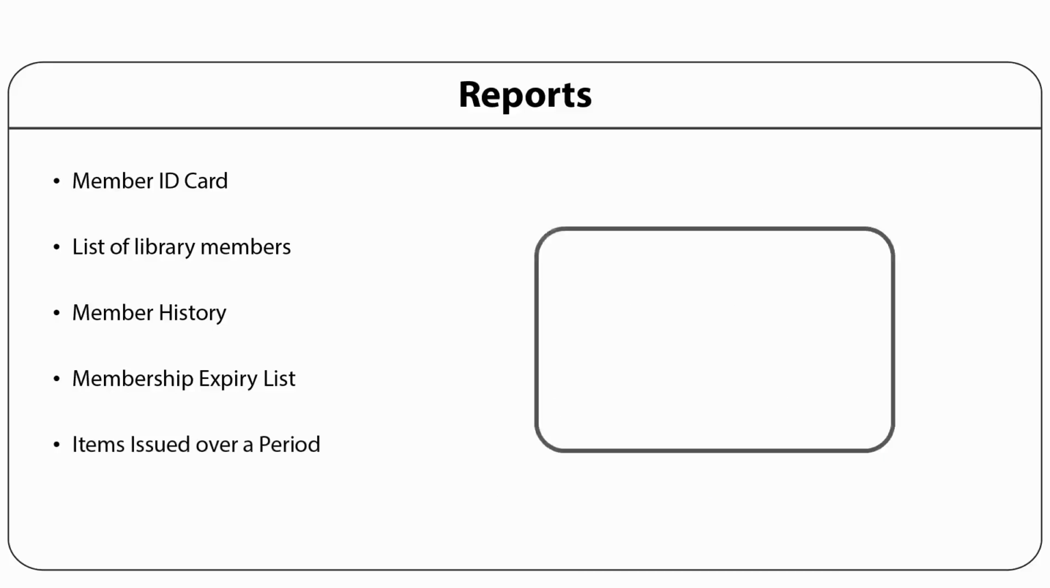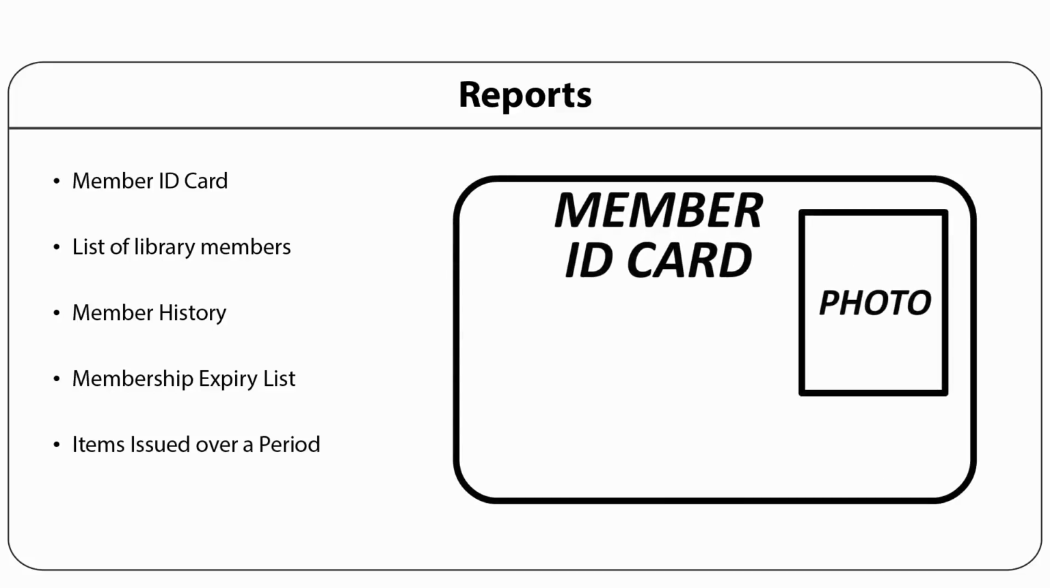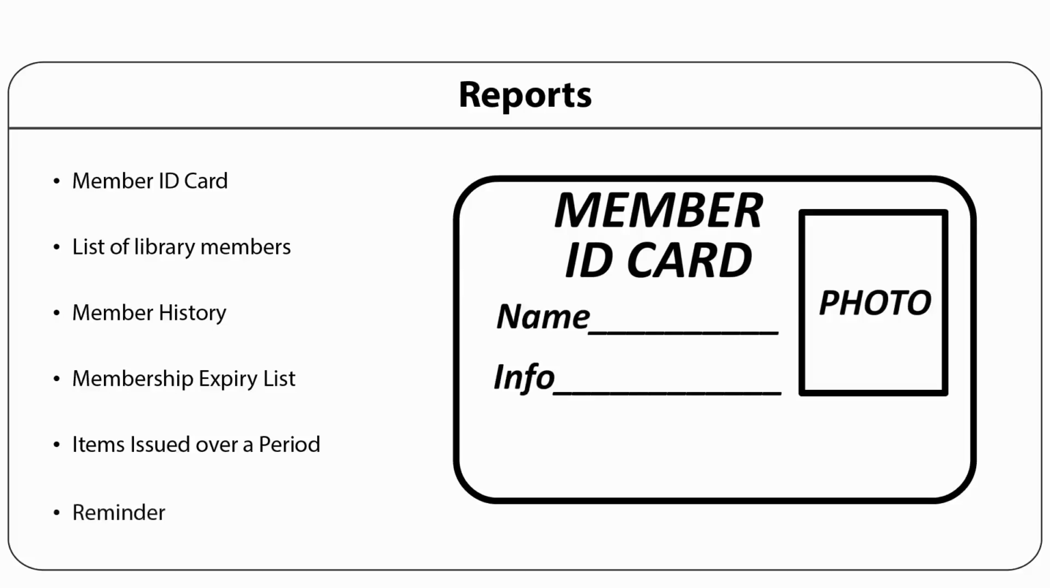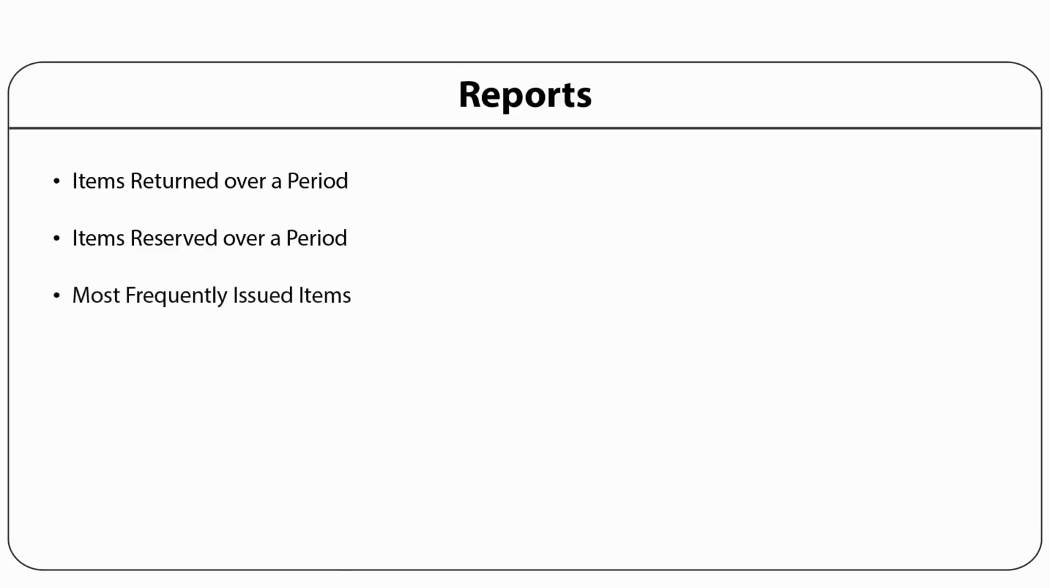Next is the items issued over a period. Now this is a list of the documents issued either on a particular date or between two dates. Items returned over a period. This option generates a list of documents returned either on a particular date or between two dates. Items reserved over a period. It produces a list of documents reserved either on a particular date or between two dates.